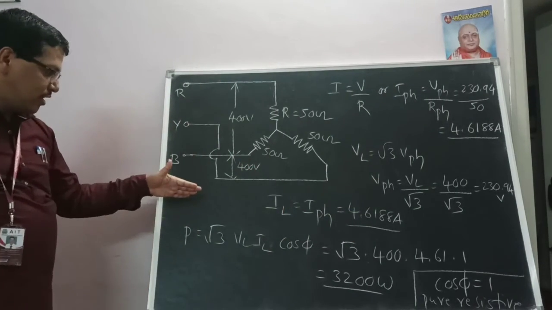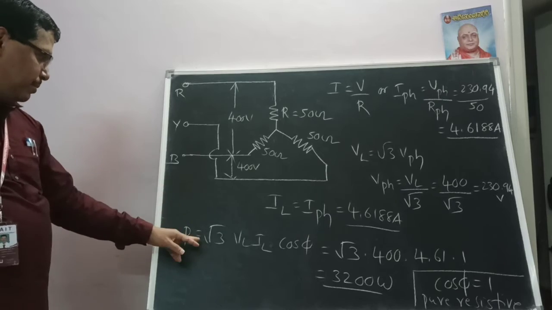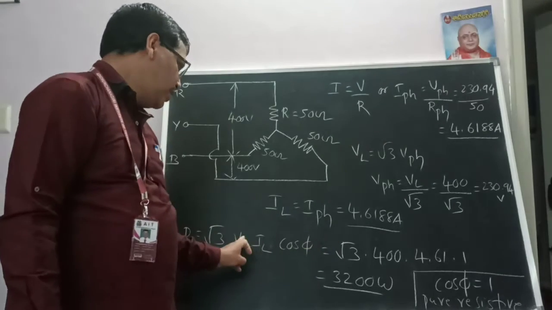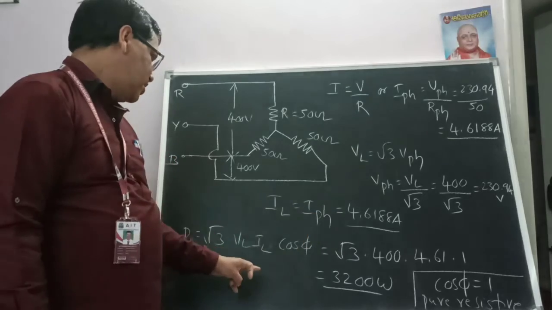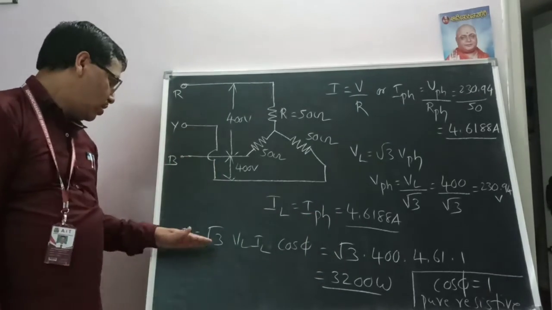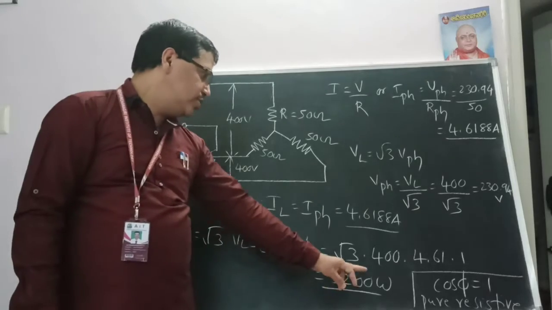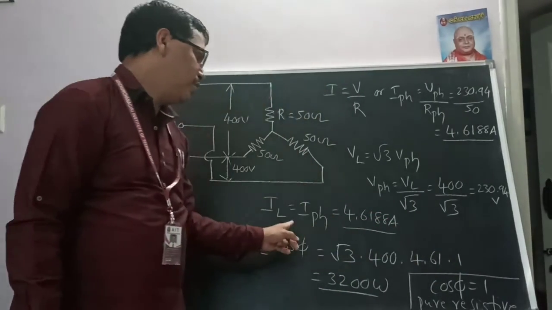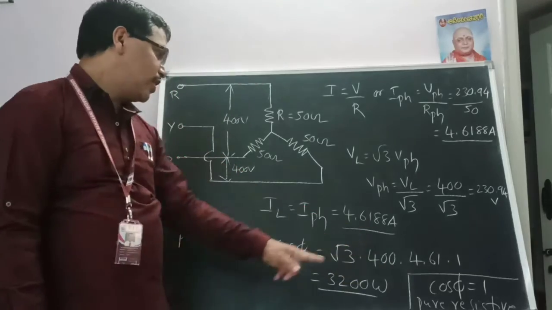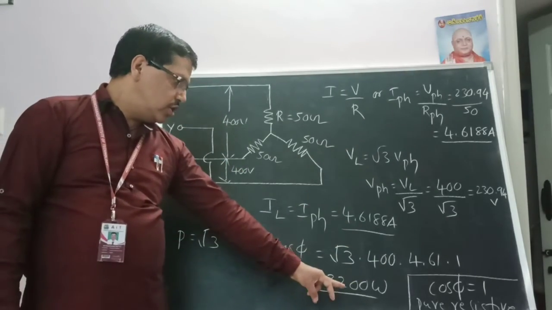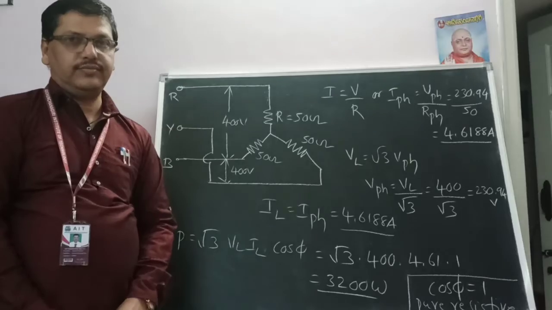And we need to calculate the power as per the problem. P is equal to root 3 VL IL cos phi. So root 3 into 400 multiplied by 4.61, multiplied by cos phi. Cos phi is 1 because it's purely resistive. That's why the total answer of power is 3200 watts.